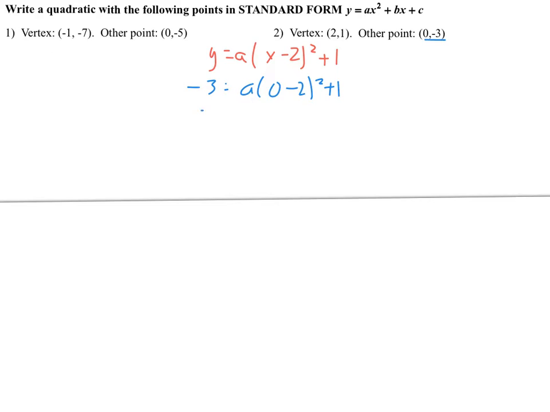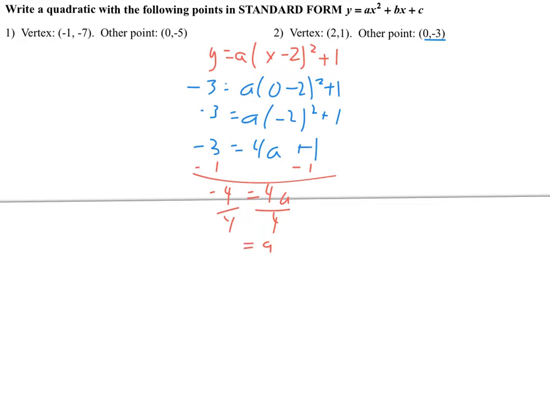So I'm going to say -3 equals a times (-2) squared plus 1, and (-2) squared would be 4a. So I'm going to subtract 1 over here. So 4a equals -4. Divide by 4, and a equals -1. And so now I'm going to go back to this first step, and I'm going to take this equation that I already had, and I'm going to plug in my -1 for a right there.